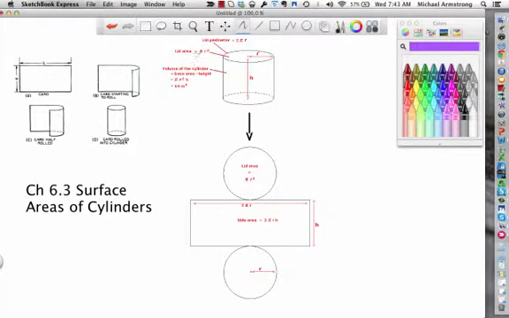Okay, chapter 6.3. That's this chapter. Usually I write that out for you, but I've got all of this important information, so I just decided to go ahead and type it. Chapter 6.3, surface area of cylinders. Now let's start up here.